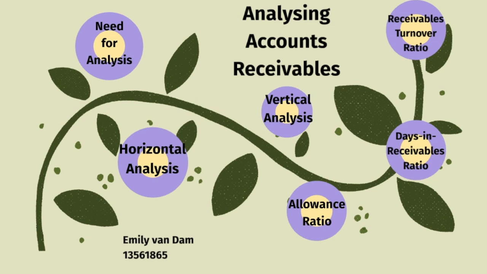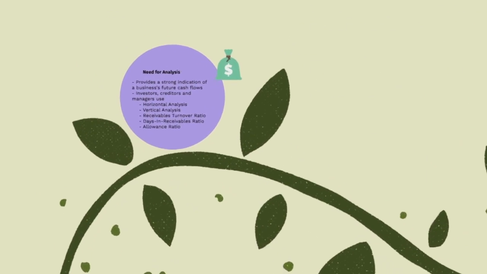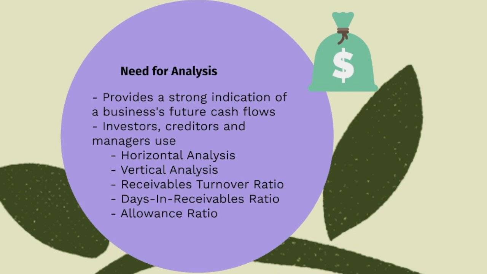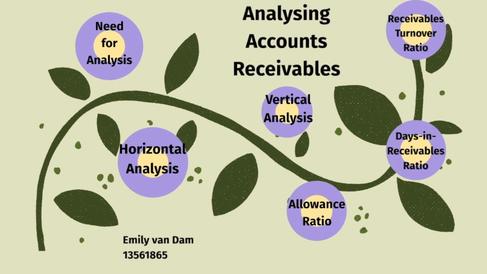Accounts receivables are an important current asset which provides a strong indication of a business's future cash flows and therefore should be considered by any stakeholder when analysing a business and its profitability. The main ways that any investor, creditor, or manager can analyse accounts receivable is through horizontal and vertical analysis, the receivables turnover ratio, the days in receivables ratio, and finally the allowance ratio.